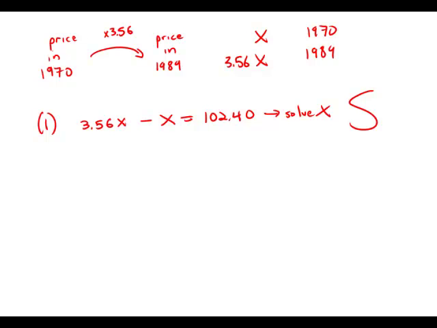Now, forget about statement number 1 entirely. Statement number 2 tells us the price of the mixer in 1989 was $142.40. So 3.56x equals $142.40. Well, again, this is another equation. We don't have to solve it right here, but we know that we could solve it. We would be able to solve for x, and that would give us the price in 1970. So this statement by itself is also sufficient.